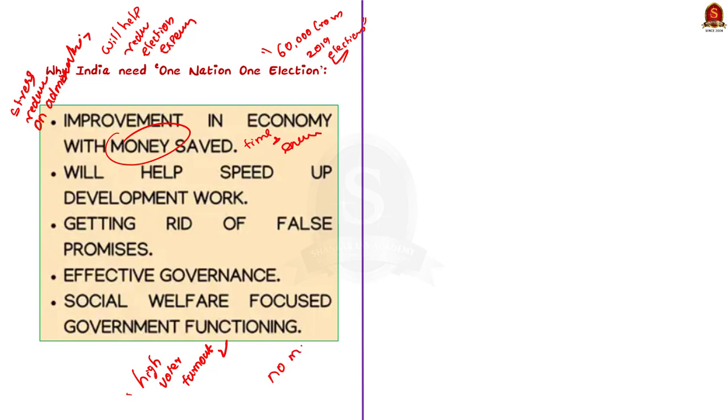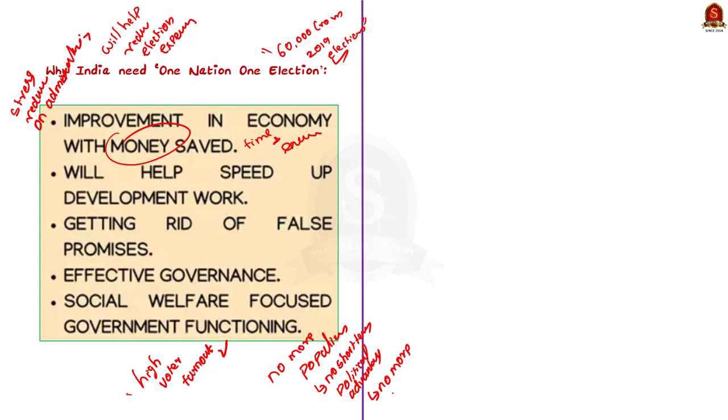It is commonly observed that in order to obtain short-term political advantage, the ruling politicians postpone making difficult decisions which will eventually benefit the country in the long run. One nation, one election will address this issue, as it will address the issue of political parties always being in the election mode.